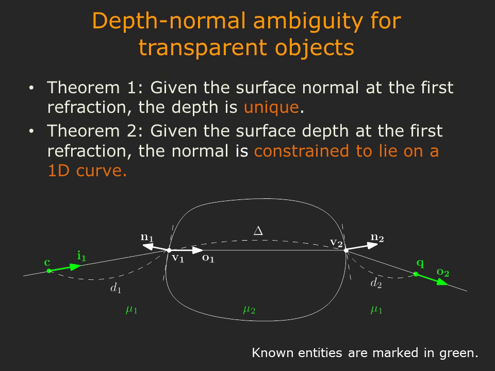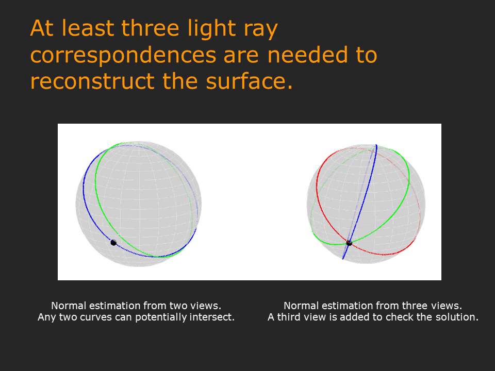These two properties provide insights for sufficient conditions for reconstructing a transparent object. For example, we will need at least 3 light ray correspondences to reconstruct a surface patch. This can be explained by the depth normal ambiguity. For a surface patch observed in a camera, let's begin by hypothesizing a depth. This will give us a 1D curve of possible surface normals. We can also observe the surface from a different camera view, which gives us a second light ray correspondence, and in turn, a second 1D curve of possible normals.